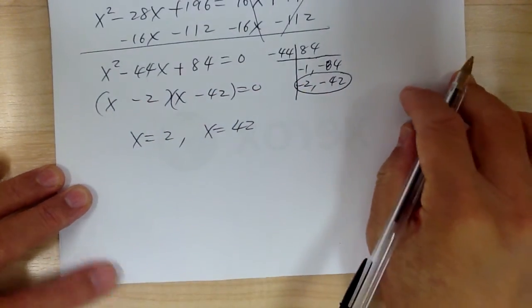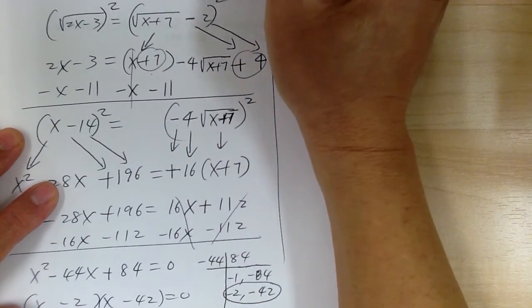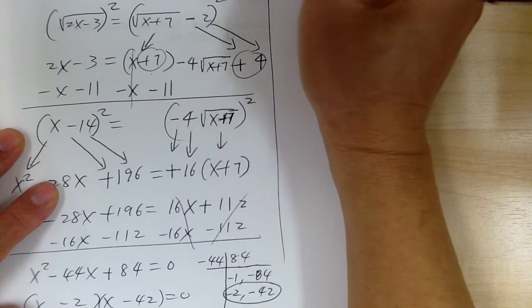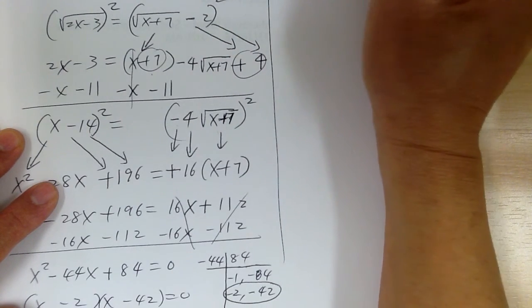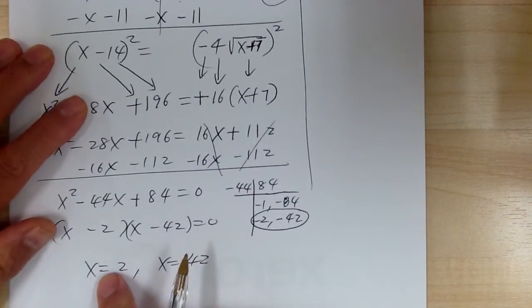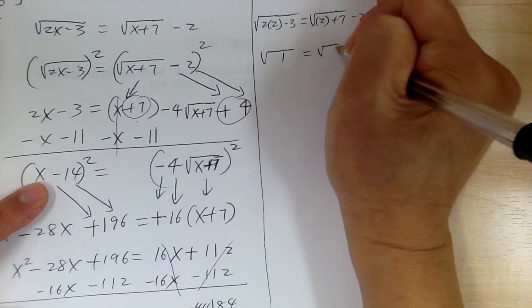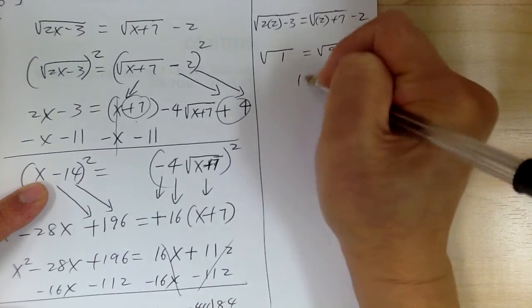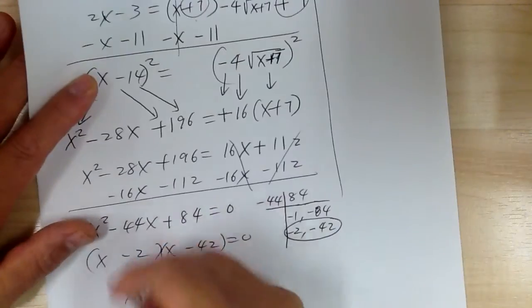Now you have to check. So you come over here, you substitute all that in there. So you got 2 times 2 minus 3 equal to square root of 2 plus 7 minus 2, right? I'm checking for the 2. So I get square root of 1 equal to square root of 9 minus 2. So I got 1 equal to 3 minus 2. So check, so this is good.